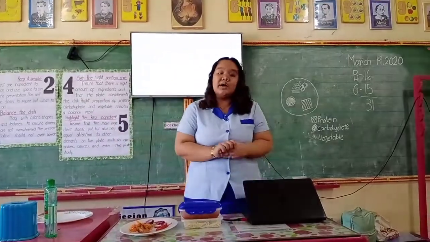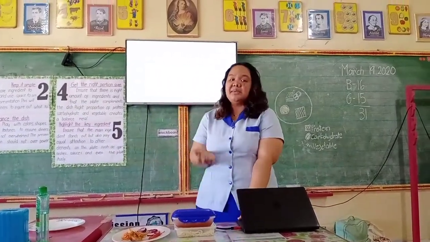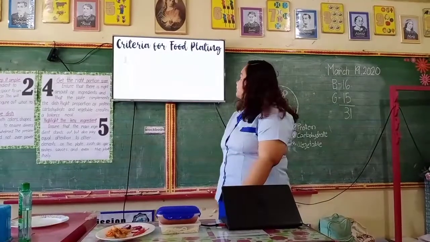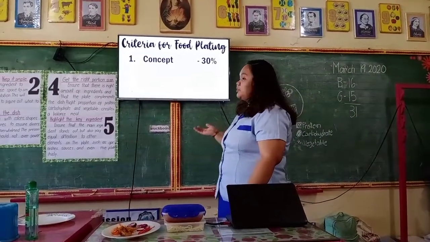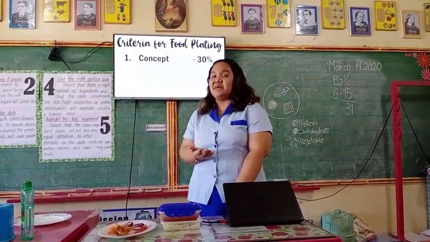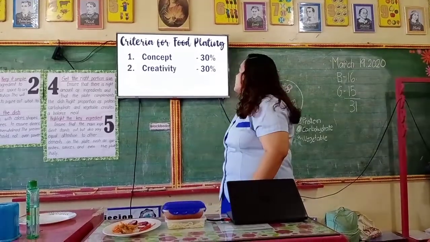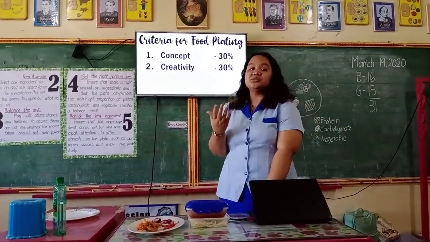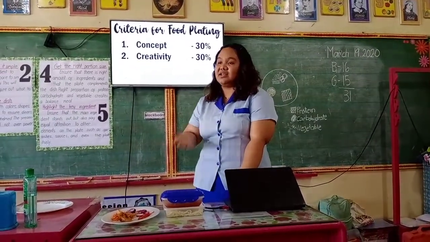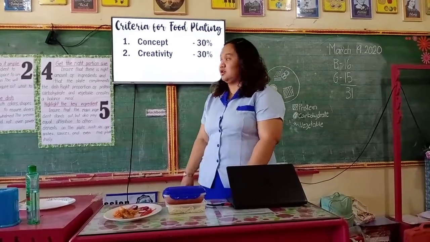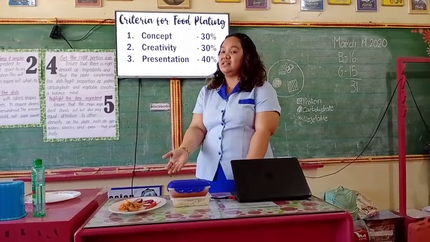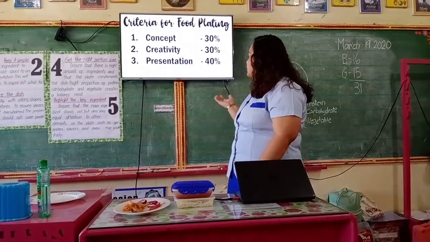Before we proceed to our activity, I want you to know that you will be graded according to the following criteria for food plating. Number 1 is the concept, 30%. Your plate should be observed with the different basic elements of food plating. Creativity, 30%. Your group should add different creative ideas in order to present creativity to your plating or the dish you will present later on. And of course, the presentation or the overall appearance of your plate using these limited ingredients, 40%, for a total of 100%.